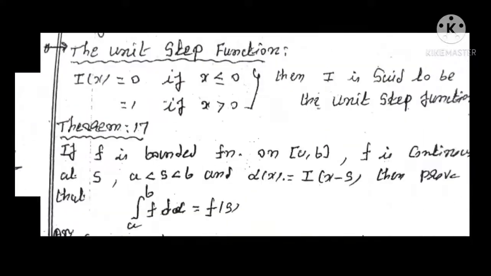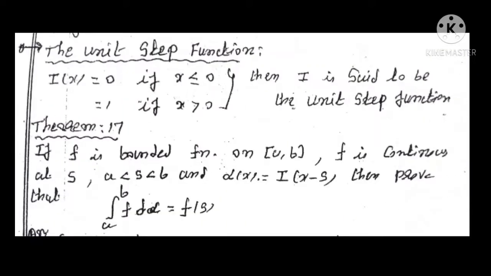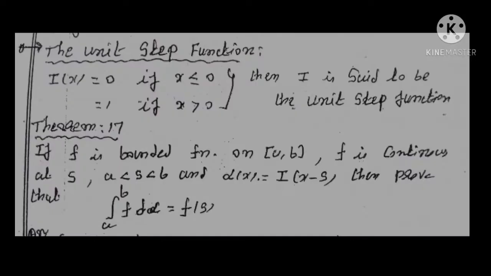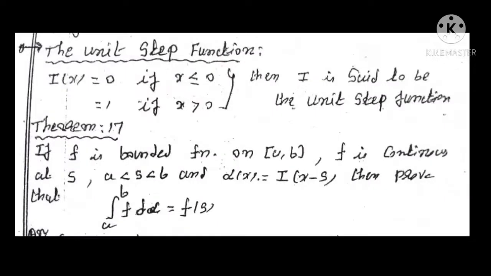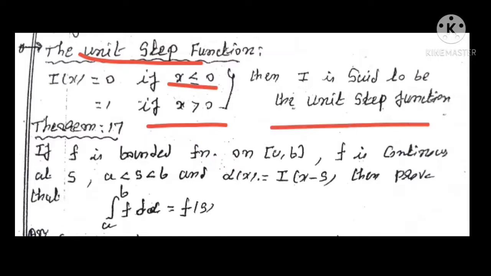Now next definition, the unit step function. I(x) is equal to 0 if x is less than or equal to 0 and I(x) is equal to 1 if x is greater than 0. Then I is said to be the unit step function.